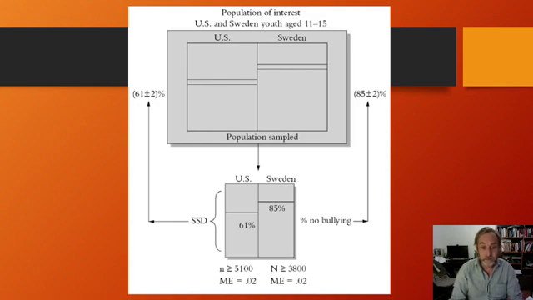We find 61% in the US reporting no bullying, 85% in Sweden. We figured out our margin of error is about 0.02 in each case. So you bring the estimation back up to the population of interest, and we've got our intervals up there. They do not overlap, right? So it looks like we have a correlation, and then a little quick math and subtraction, and you can get the strength of the correlation.